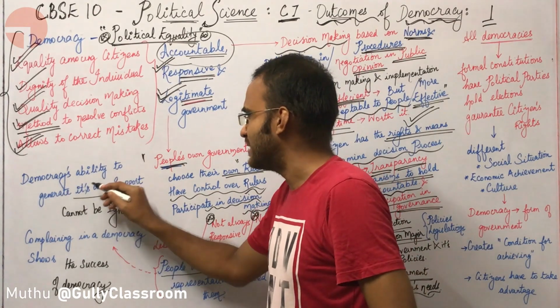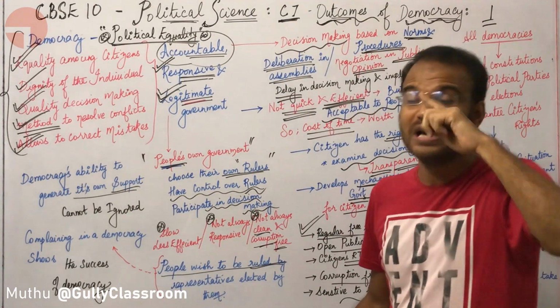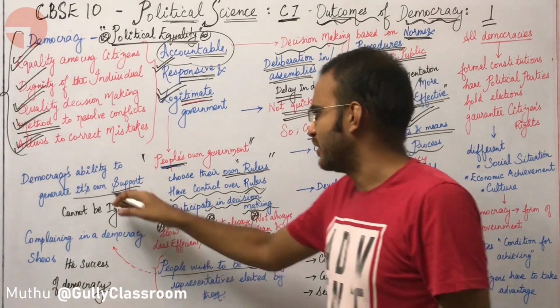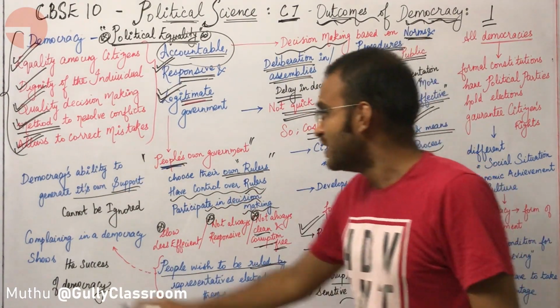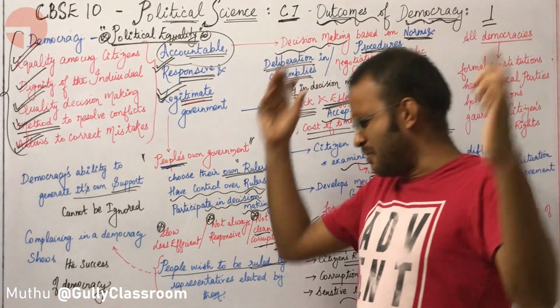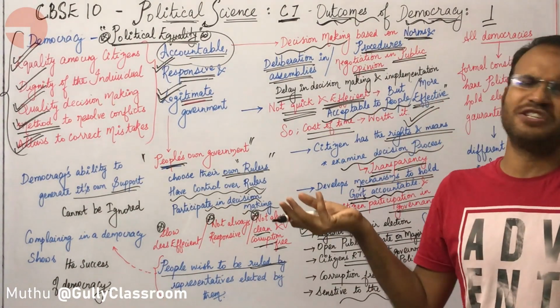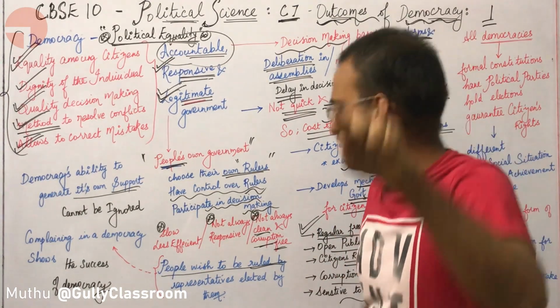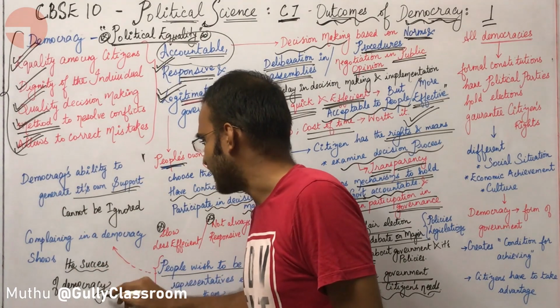Then, democracy's ability to generate its own support. Everybody wants democracy. Democracy is generating its own support. It cannot be ignored. What else, sir? Complaining in a democracy. Let's say you say, sir, this democracy is bad. Suppose you say that. You are complaining in a democracy, which means this shows the success of democracy.